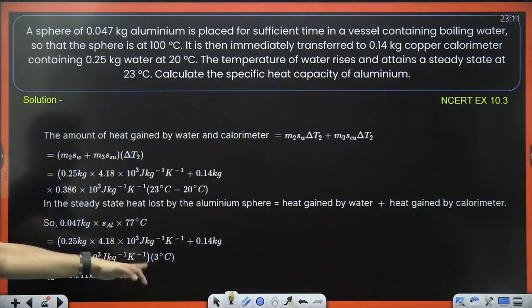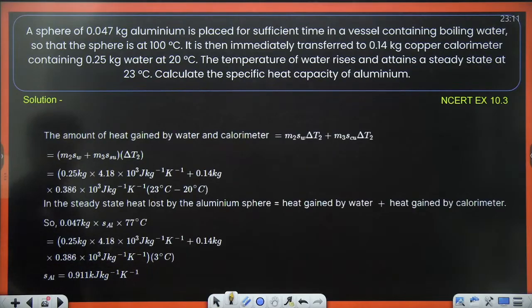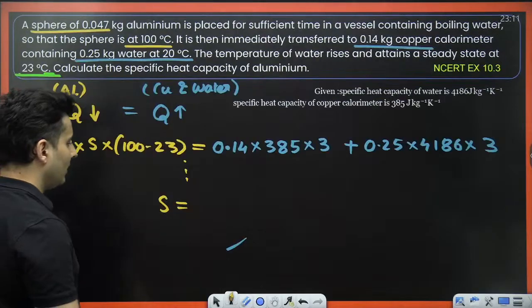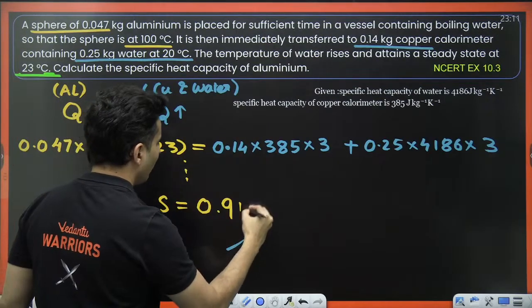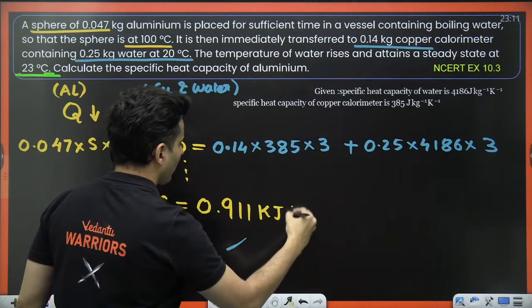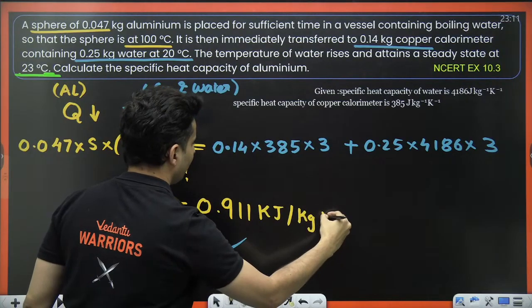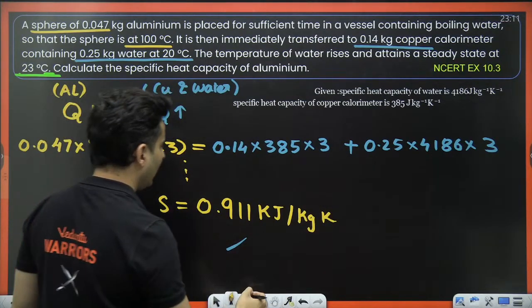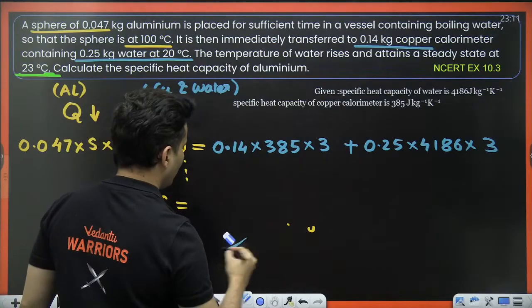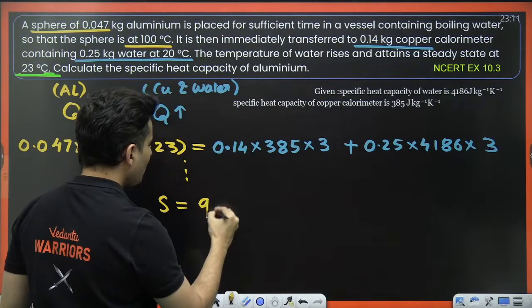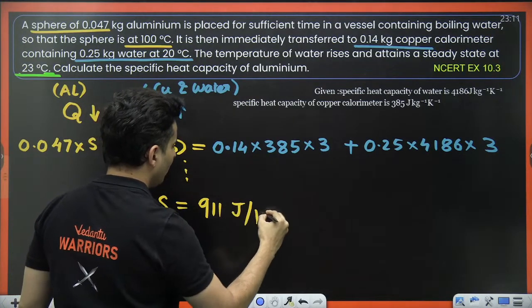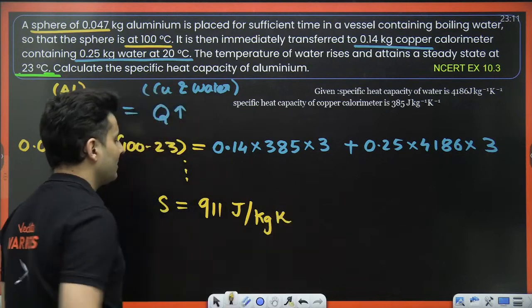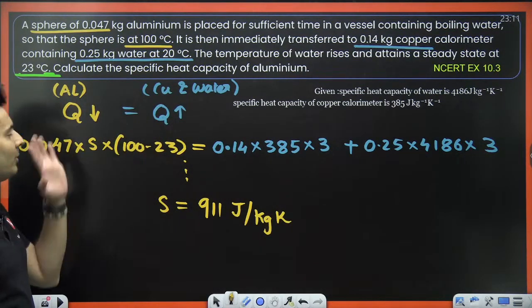Solving, you will get the value of S. All the solution, you will get 0.911 kilojoule per kg Kelvin. If you don't like it like that, you can shift it and it will become 911 joule per kg Kelvin. That's the answer that you will get for aluminium.